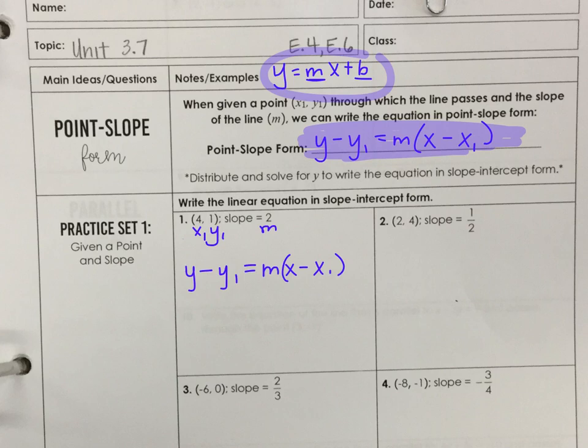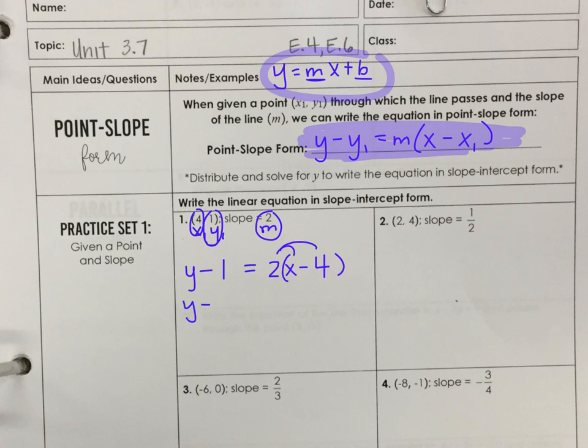Okay, instead of y1, we're going to write that 1 right there. Instead of the m, we're going to write a 2, because that's a 2. And instead of the x1, we're going to write a 4. I got that from right there. Okay, we've plugged everything we know in. Now we distribute, or well, we're going to solve it. So to solve it, distributing is the first thing we do.